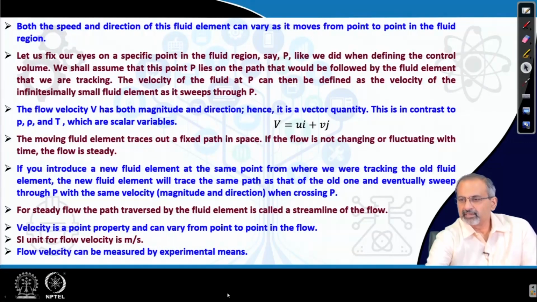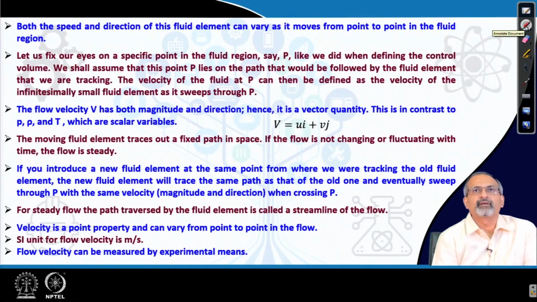Now, both the speed and direction of this fluid element can vary as it moves from point to point in the fluid region. Now, we are going to fix our eyes on a specific point in the fluid region, the point P, which we showed in the previous diagram, and we have fixed this point P like we fixed the control volume earlier. We shall assume that this point P lies on the path that would be followed by the fluid element that we are tracking. The velocity of the fluid at point P can be defined as the velocity of the infinitesimally small fluid element as it sweeps through point P.